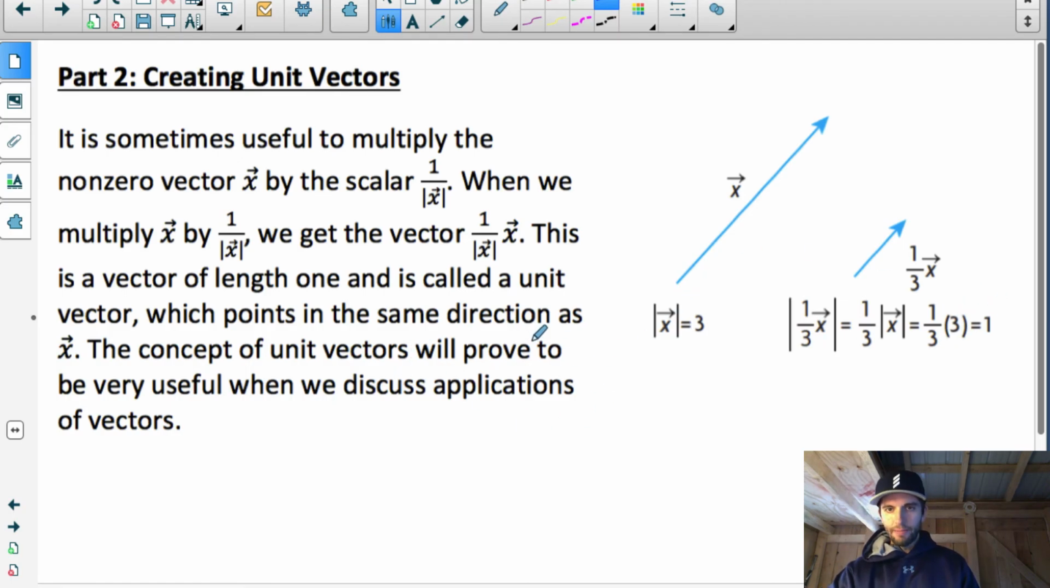Right? Let's say something had a magnitude of 5. If I wanted that to become a length of 1, I'd multiply it by 1 over 5. 5 times 1 over 5 is 1. Right? So if you multiply something by 1 over its magnitude, it makes the magnitude become 1.